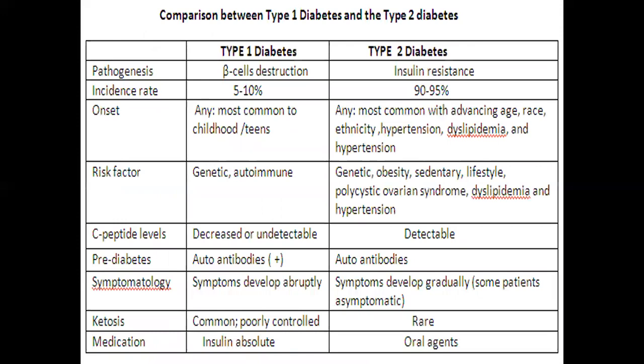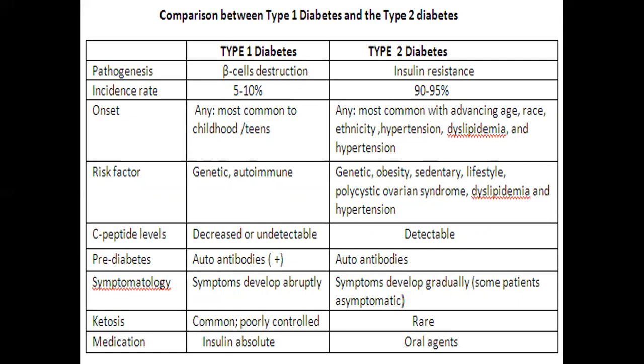So this is a table comparing type 1 and type 2 diabetes mellitus. Notice that type 1 diabetes mellitus arises from destruction of your beta cells, leading to decreased levels of insulin. Now, in type 2 diabetes mellitus, as I've said, you have normal levels of insulin. However, your cells are resistant to the effects of insulin, probably due to a defect or mutation in insulin receptors.